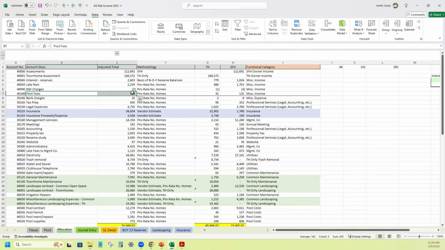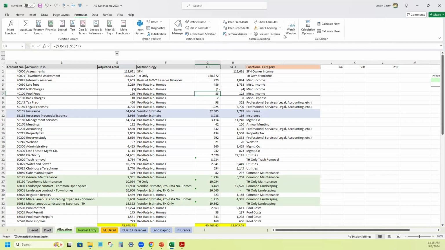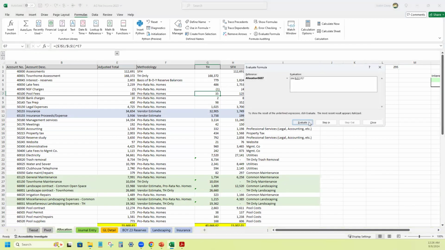So, again, $160 here, right? We're allocating it on the basis of 21.7%, which is 64 over 295 as a proportion. I can do an evaluate formula and show you: 64 over 295, 21.7 times the pool fees of 160.